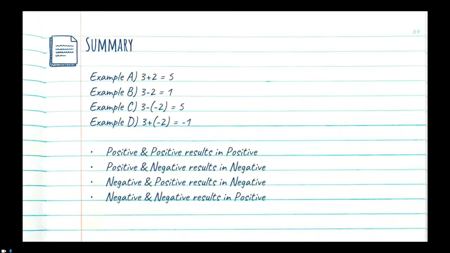Again, that's just what I just said. Positive and positive equals a positive. Positive and a negative will give you a negative. Negative and positive will give you a negative because they're different. Negative and negative gives a positive because they are the same.